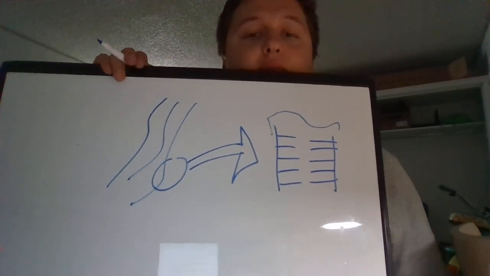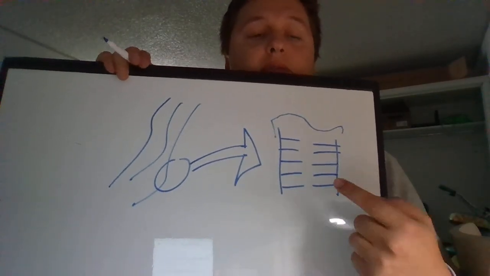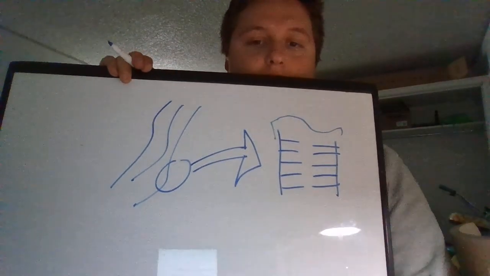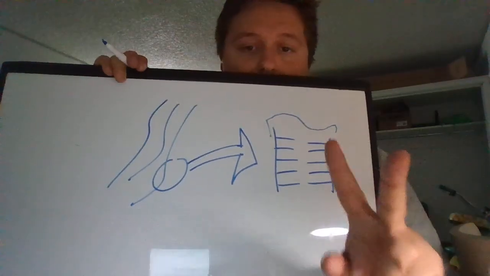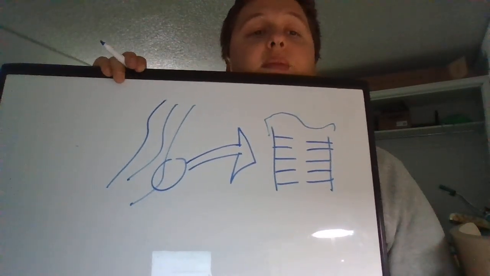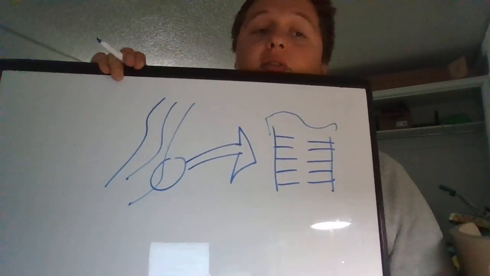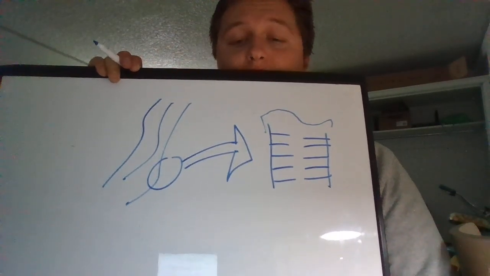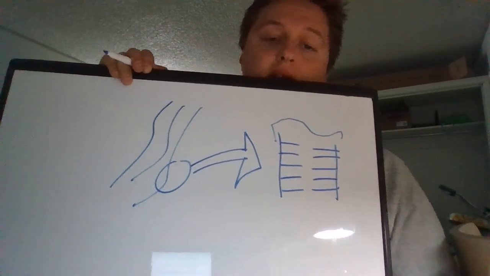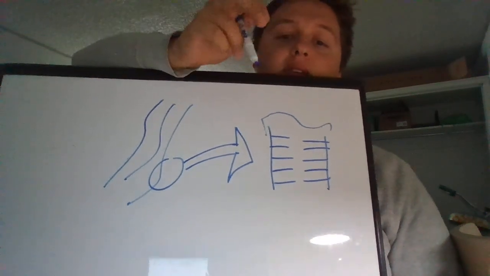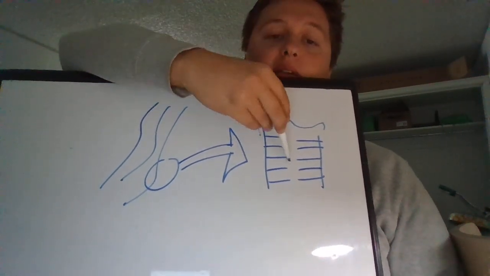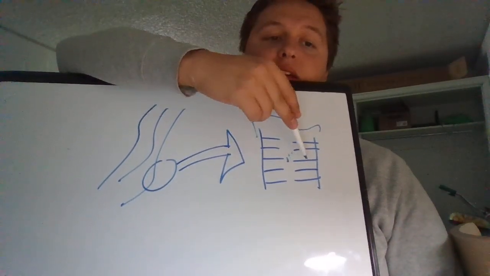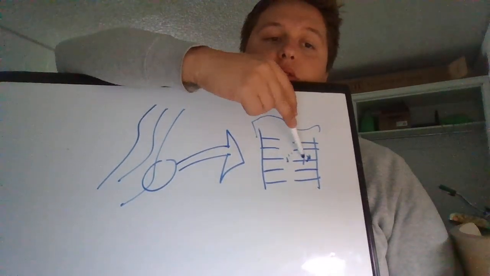It's defined as the region between two Z-lines, Z-line, Z-line. Within it, there are two types of filaments. Thick filaments, which are made mostly of myosin, and thin filaments, which are made mostly of actin. The thick filaments will be in the center, and the thin filaments will extend from the Z-lines.